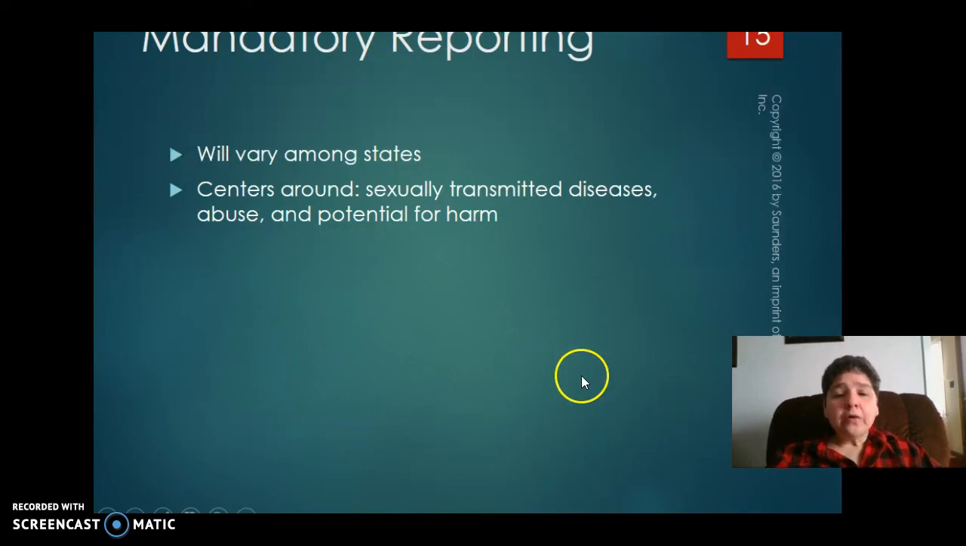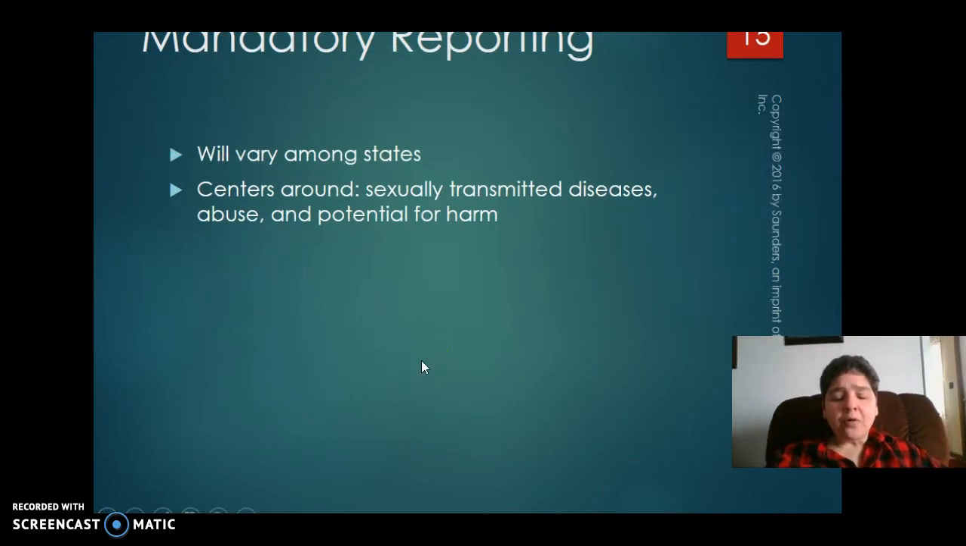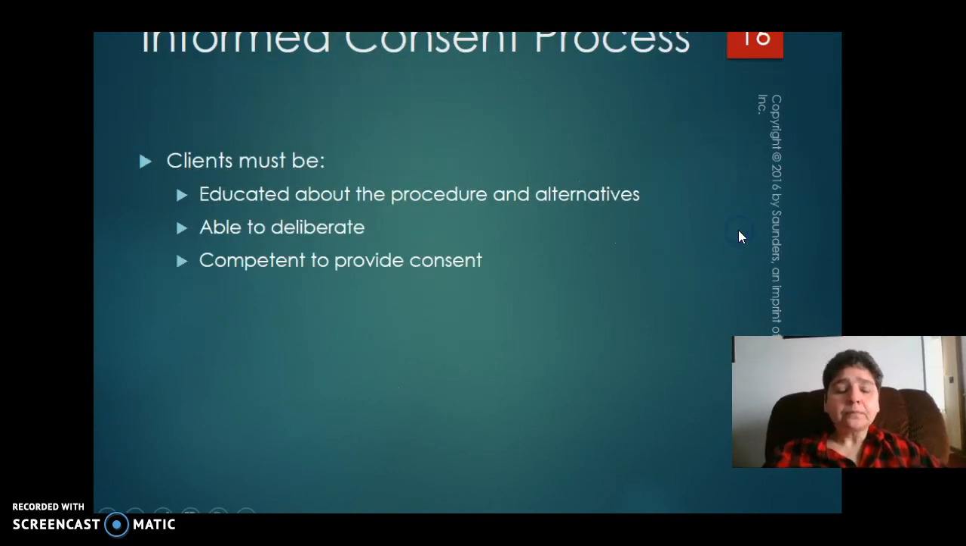All right, mandatory reporting for many different things, usually centers around sexually transmitted diseases, abuse, if you suspect any abuse like child abuse or elder abuse, or there's any potential for harm. You are legally required to report it. It does vary among the states, but in Wisconsin, we are required to report any of these things.